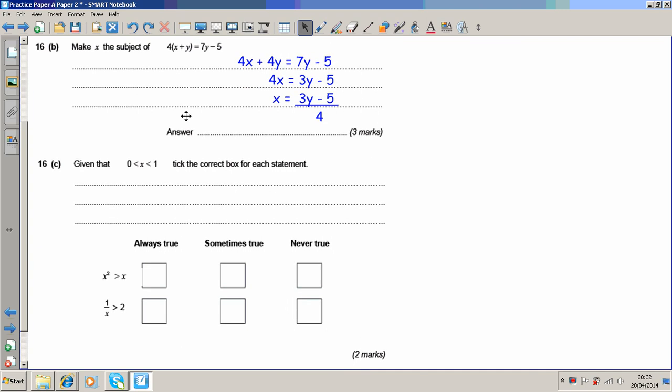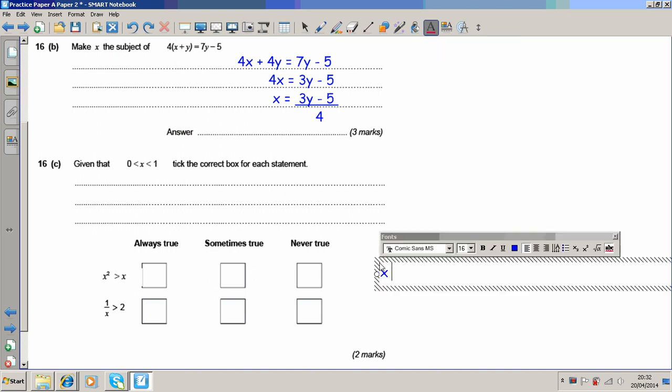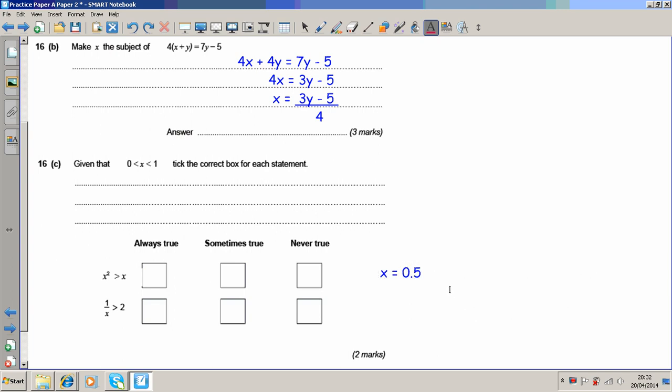So, given that x is a number between 0 and 1, not including 0 and 1, what of these are true? So let's try some numbers. Let's go with x equals 0.5 for the first one. So then 0.5 squared is 0.25, which is greater than 0.5. So that's true. We could try 0.2, 0.2 squared is 0.04. So let's start again. 0.5 squared is 0.25, which is not greater than 0.5. So in fact, actually, that's going to be never true.